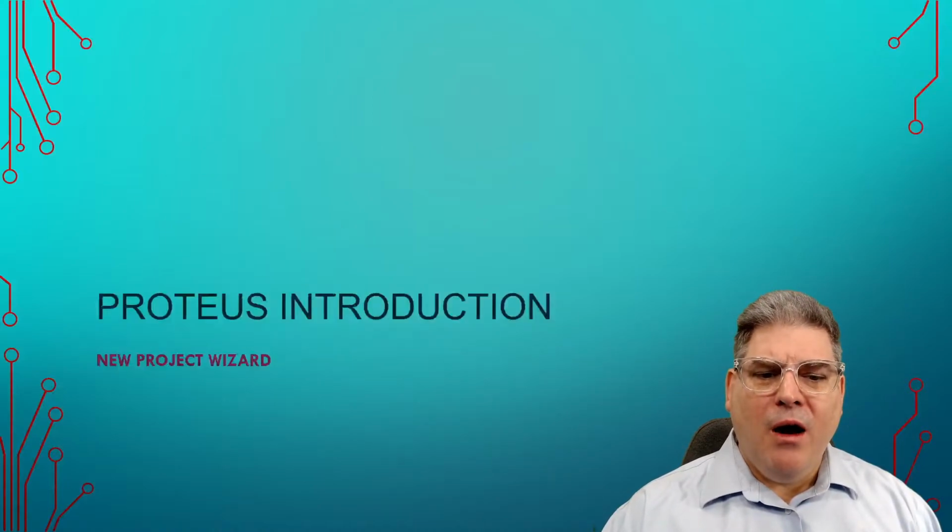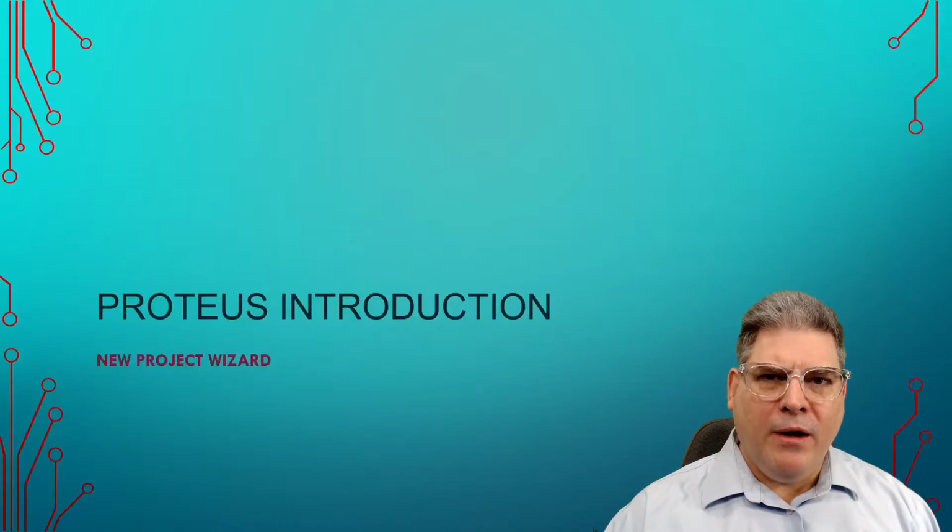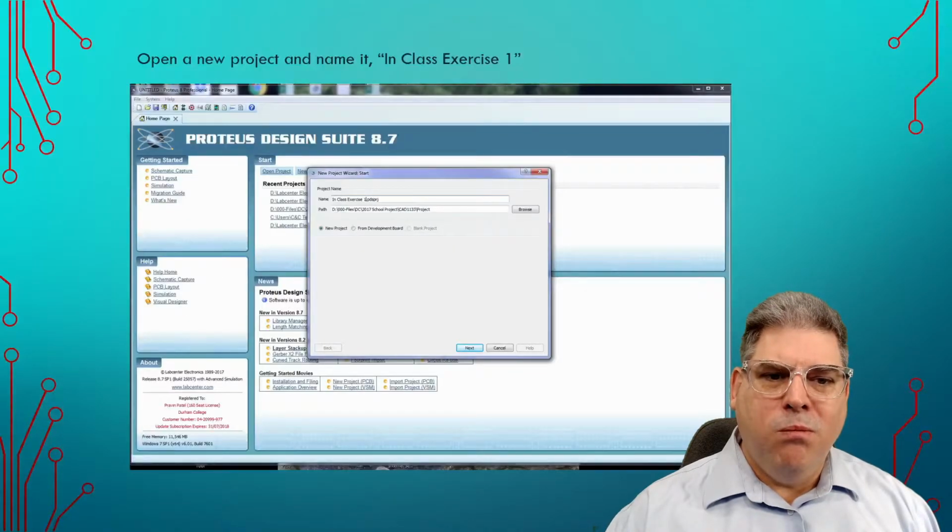Okay, so now we can go ahead and jump into actually doing some work. And I want you to open up your Proteus, and we want to go through and make sure that we use the new project wizard. The reason for this is it creates a really nice border and frame, and I am going to show you how to create your own template. But for right now, we're just going to create a blank design using the project wizard. And I'd like you to call this new design in class exercise 1.